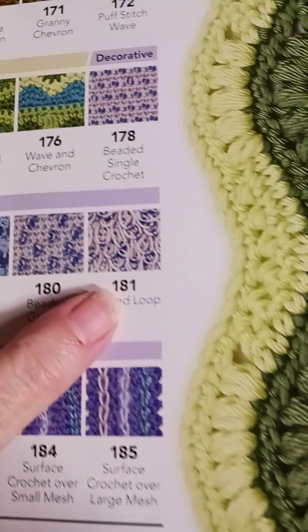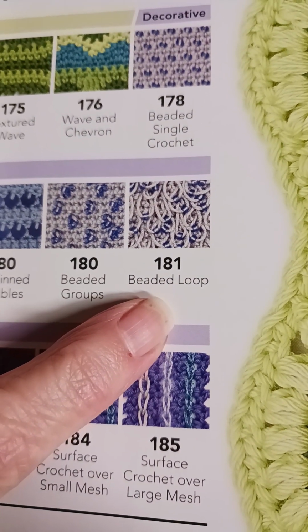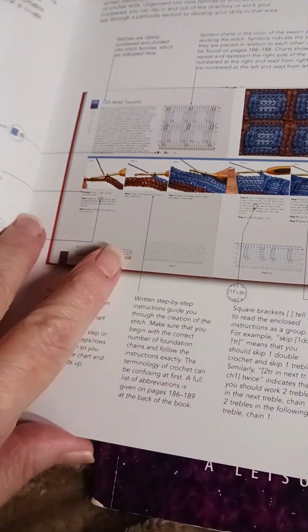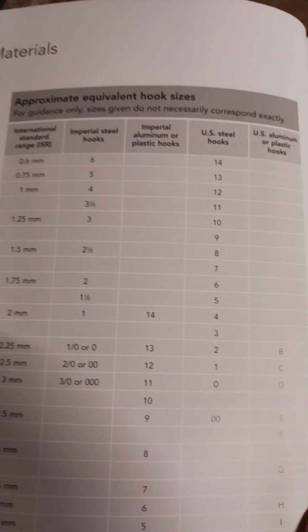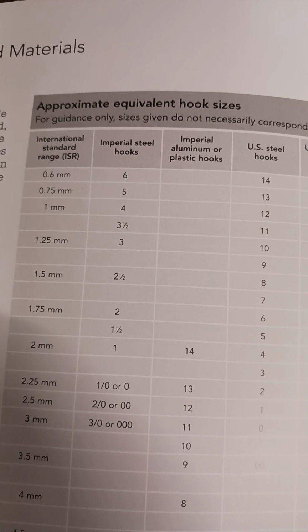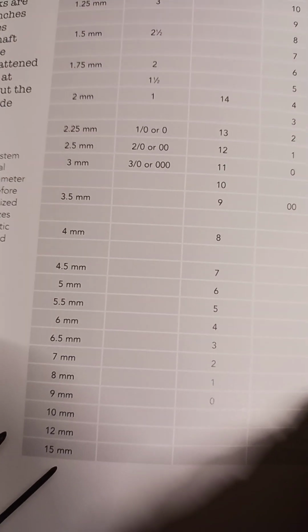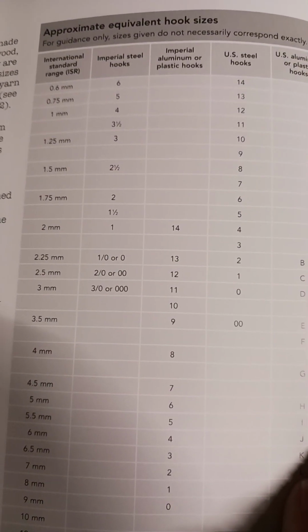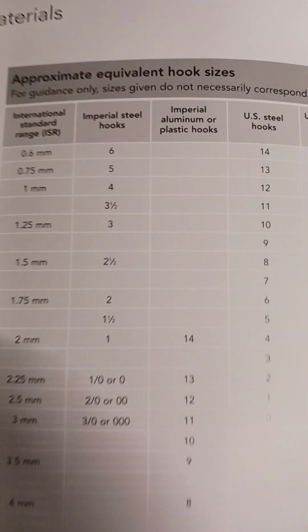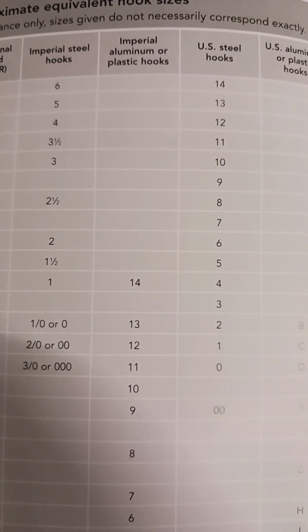Oh, look at how this one is. Beaded Loop. That would be pretty on some things. And this does book too. I kind of jumped in this book, but it does the same thing, just a little bit different. Approximate equivalent hook size tells you the metrics to the numbers: European, imperial steel hooks, U.S. steel hooks.